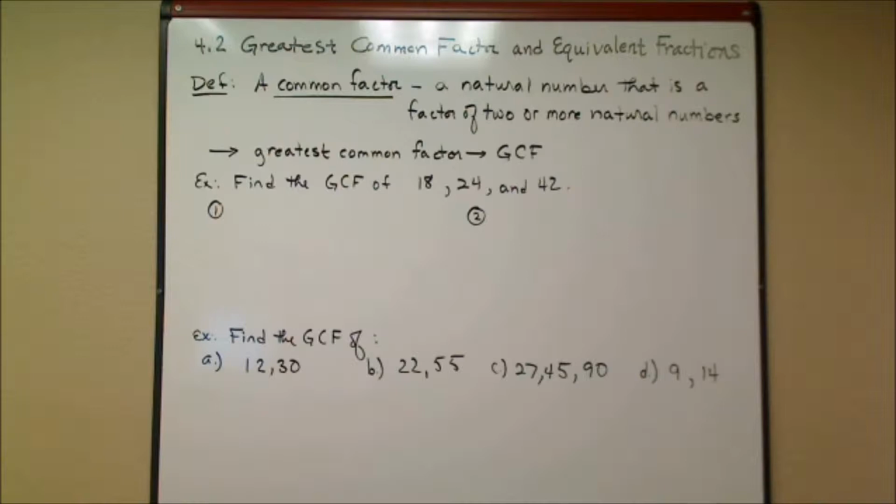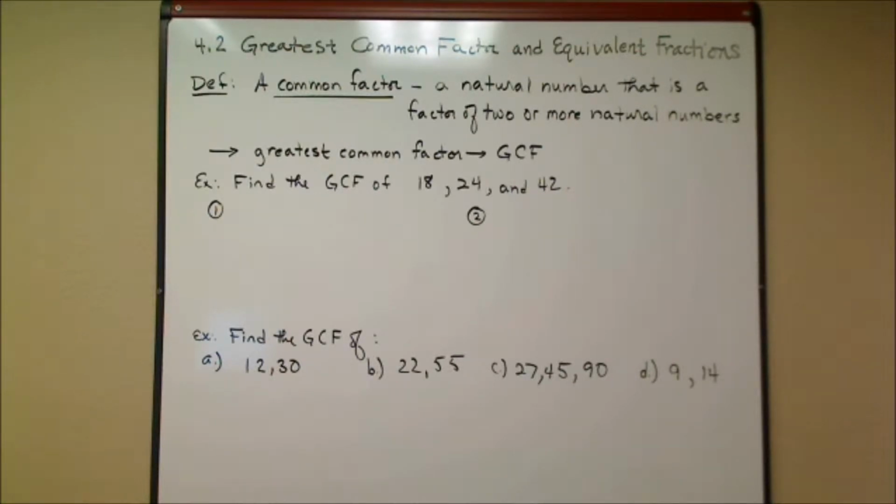4.2, the greatest common factor in equivalent fractions. A common factor is a natural number. Now remember, the natural numbers are all the whole numbers except for 0. So 1, 2, 3, 4, 5, 6, and so on, the counting numbers. It's a natural number that is a factor of 2 or more natural numbers.